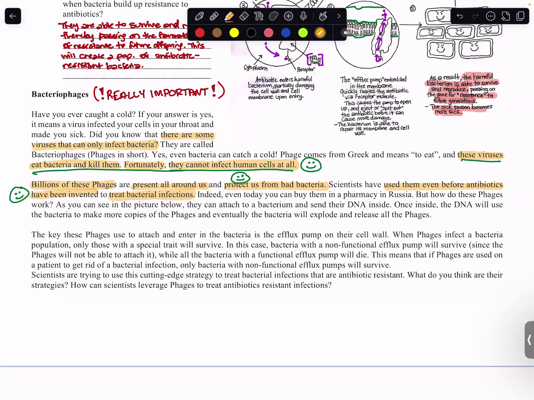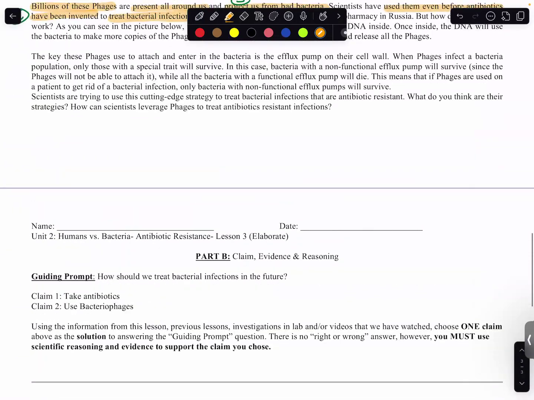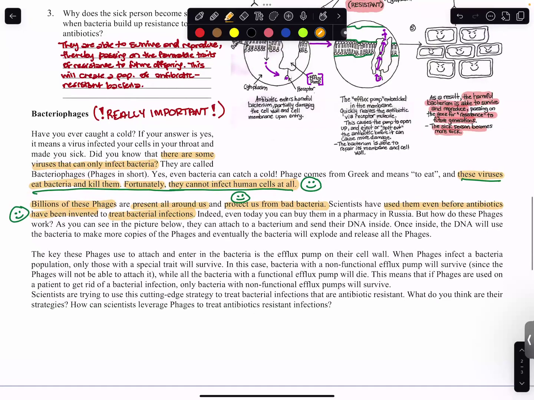But how do these phages work? As you can see in the picture below, we don't have a picture below, but we'll draw one together, or I'll find a picture for you. Don't worry about it. They can attach to a bacterium and send their DNA inside. Once inside, the DNA will use the bacteria to make more copies of the phages, and eventually the bacteria will explode and release all the phages.